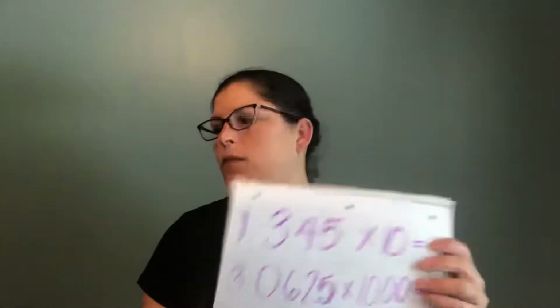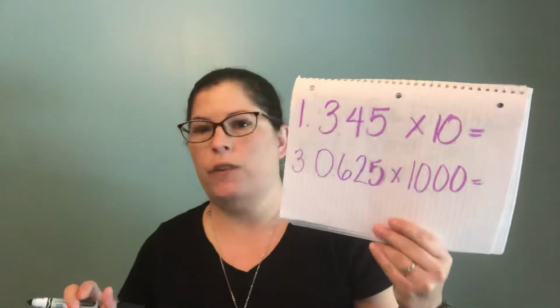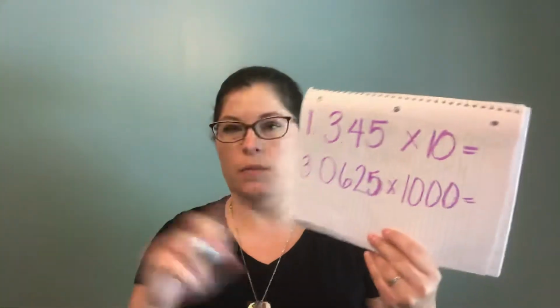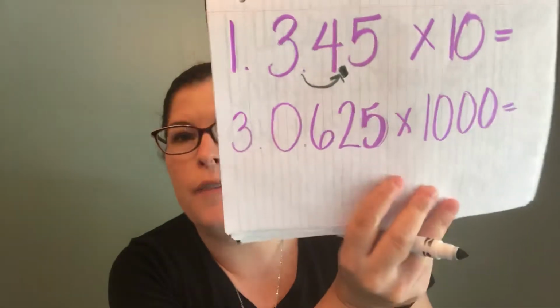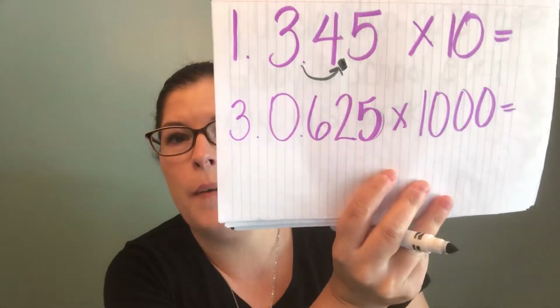So let's look at number 1. 3 and 45 hundredths times 10. We're going to move that spot over 1. So instead of that, it's now going to be 34 and 5 tenths. Okay.